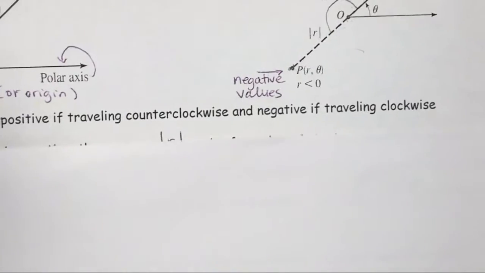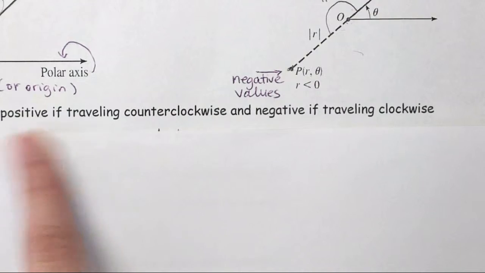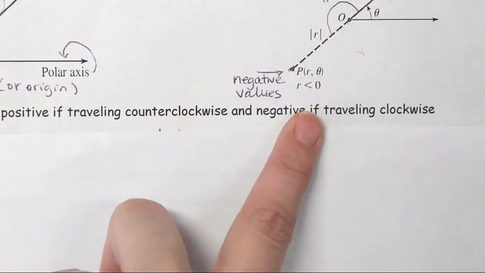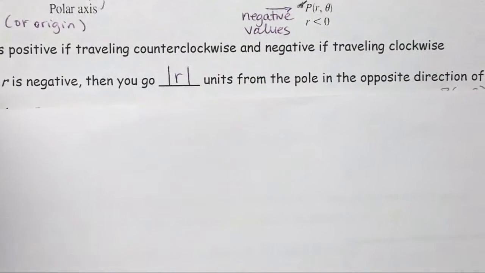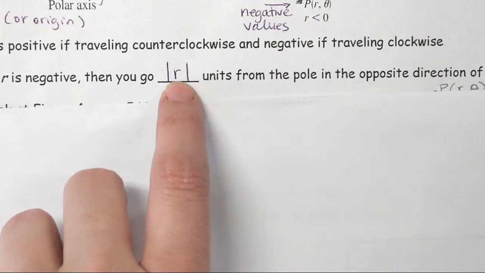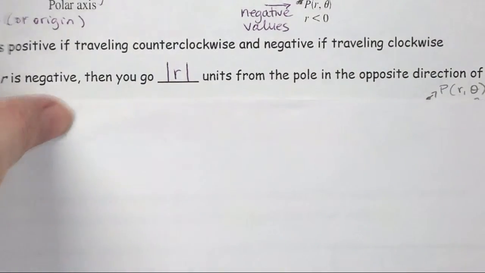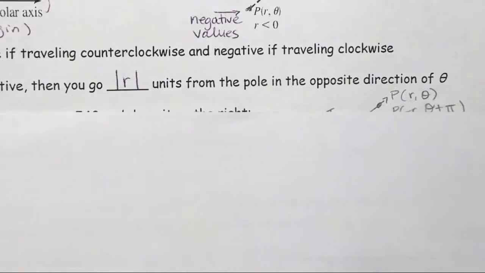Okay, and then some of the notes, you guys already know this, but it's good to refresh our memories that theta is positive if you're going counterclockwise, negative if you're going clockwise. Okay, and then if r is negative, you're going still the same amount of units, the absolute value of r, from the pole, but in the opposite direction of theta. Okay, in the opposite direction.